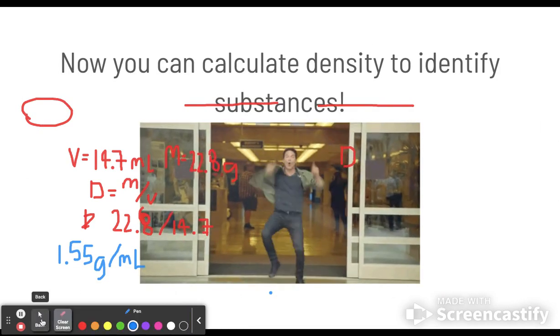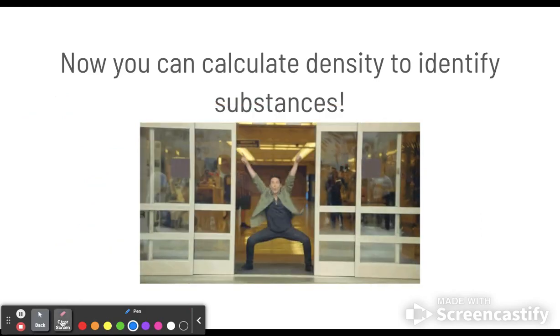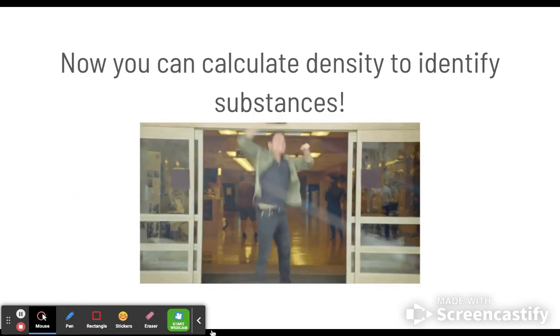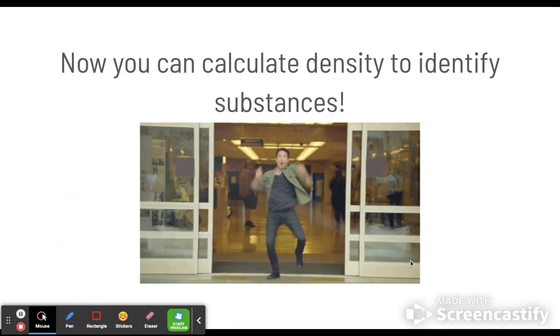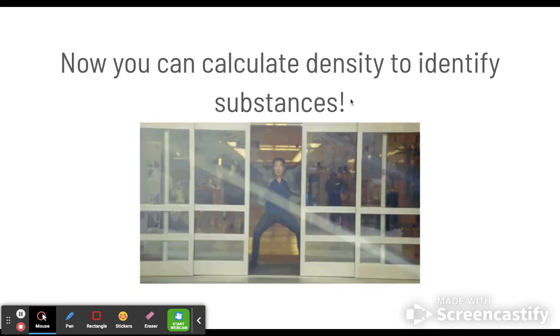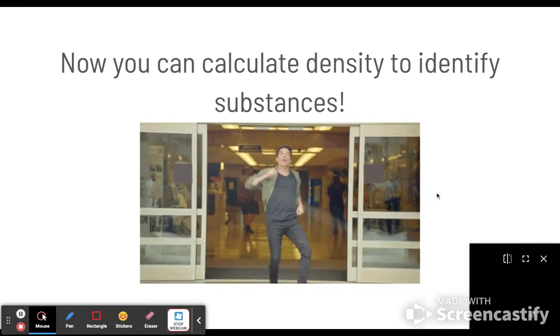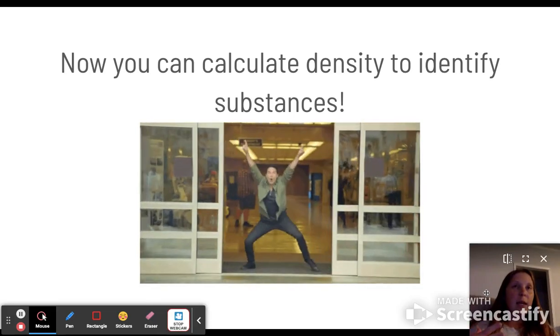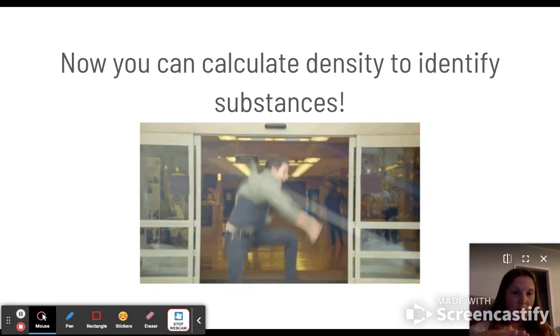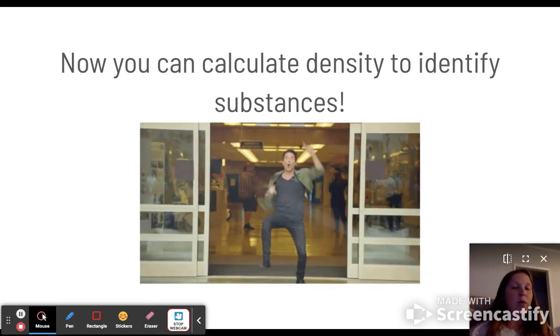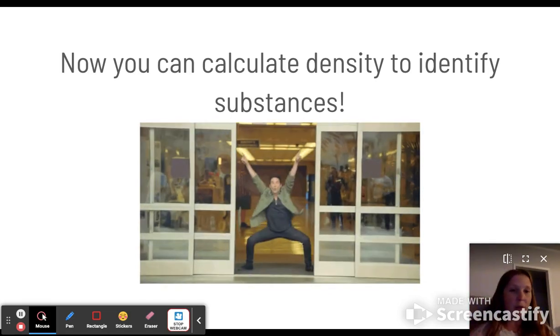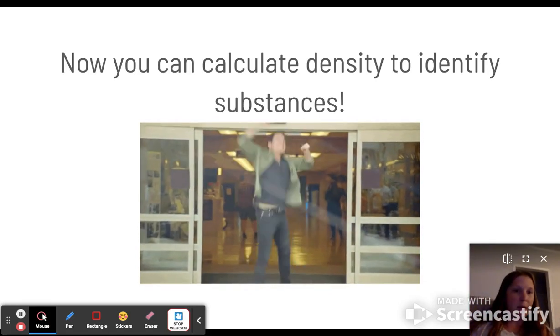So now you should be able to easily calculate density to identify substances. To identify the substances, I would give you a list of substances and a list of densities. You would calculate out the density and then find the one that's closest to it. That's how you identify.